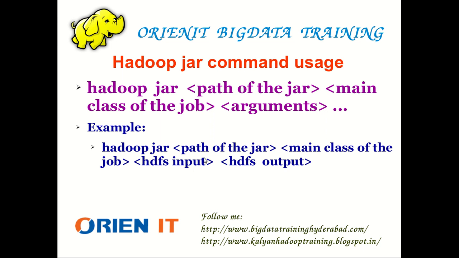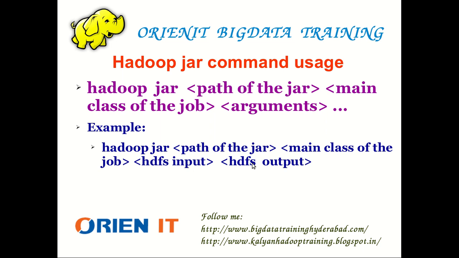Now a simple example is: hadoop space jar space path of the jar space main class of the job space HDFS input. It can be single or multiple as part of your program. Then space, the last one I'm giving as the HDFS output. The expectation from this program is reading the data from HDFS and writing the data into HDFS.